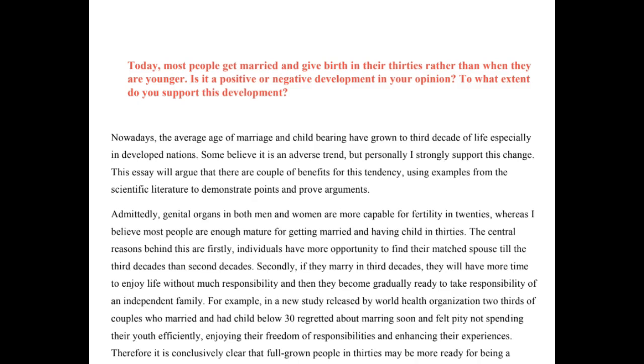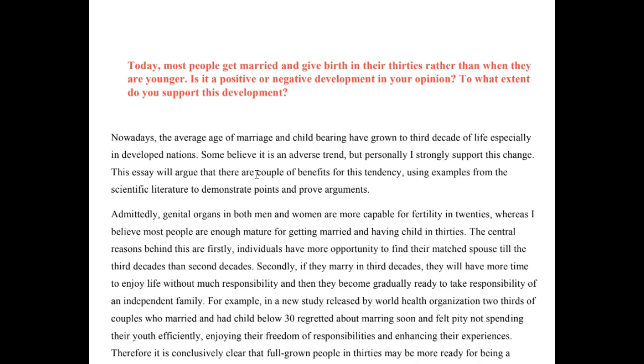Okay. Let's see. Nowadays, the average age of marriage and childbearing have not grown, but they have, average age has risen. It has risen to the, here, 3rd decade of life, especially in developed nations. Some believe it is an adverse trend, but personally, I strongly support this change. This essay will argue that there are a couple of benefits. Are you sure you really want to limit yourself to just 2? Why don't you just say that there are some benefits, and then you can make it broader, okay? Using examples from the scientific literature to demonstrate points and prove arguments.